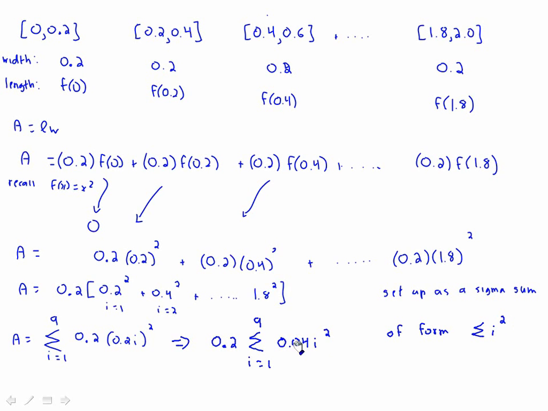If you take this 0.04 and bring it outside the sigma, it's better still, because now we've got I squared, and if you multiply 0.2 times 0.04, then that number just becomes a passenger outside, so 0.008, from I is equal to 1 up to 9. I'm just going to get a little bit more space to work, but we're getting close.